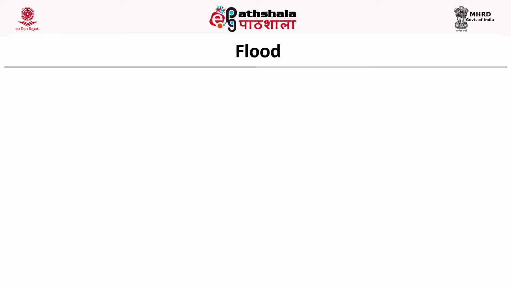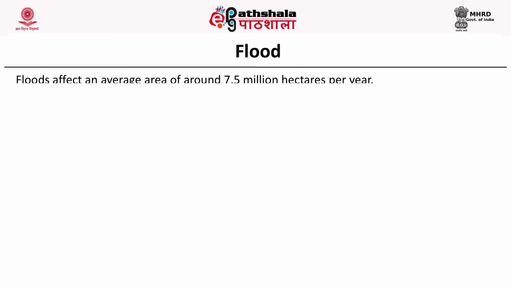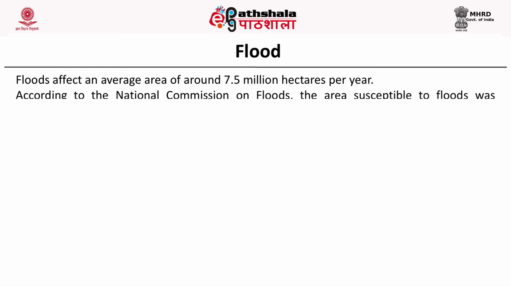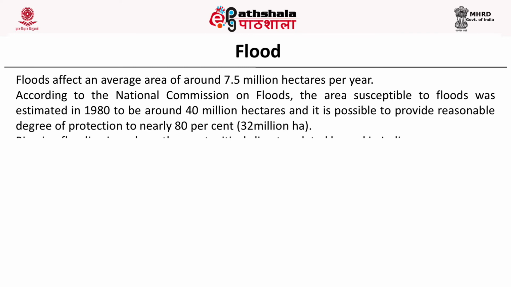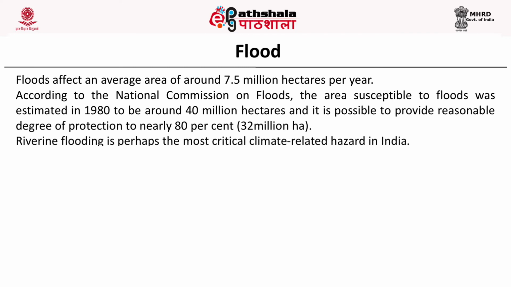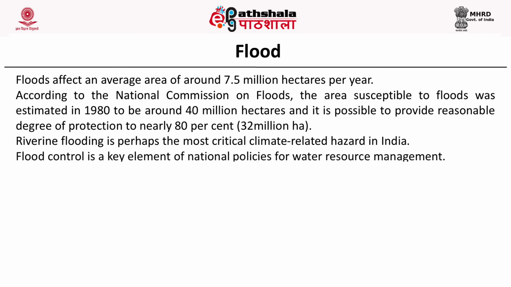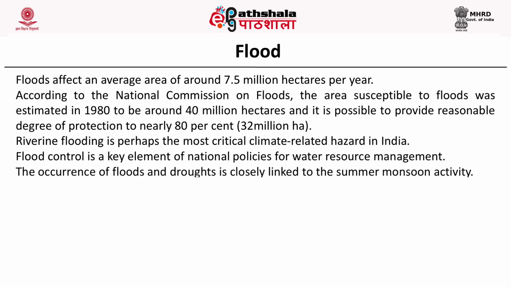Now coming to the next natural disaster, that is a flood. On an average, floods affect about 7.5 million hectares of area per year. According to the National Commission on Floods, the area susceptible to floods was estimated in the 1980s to be around 40 million hectares, and further it is possible to provide a reasonable degree of protection to nearly 80%, that means 32 million hectares of land. Riverine flooding is perhaps the most critical climate related hazard in India.